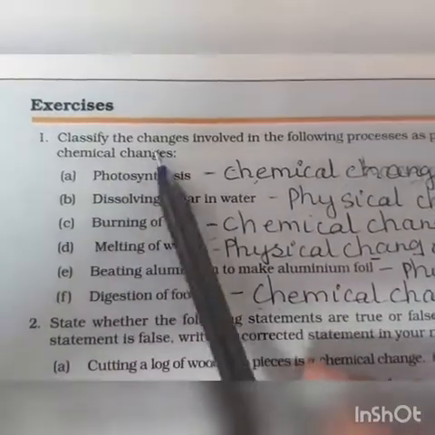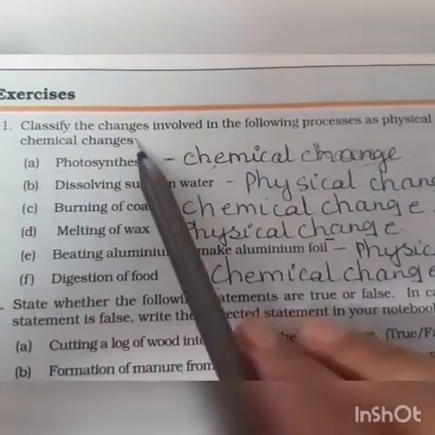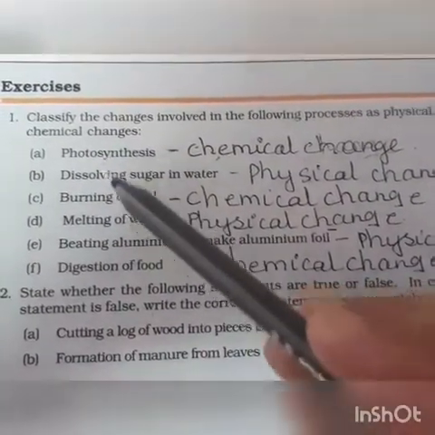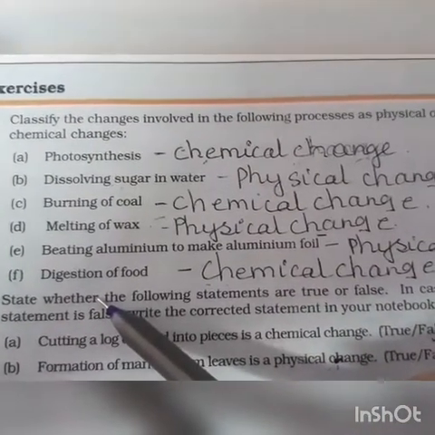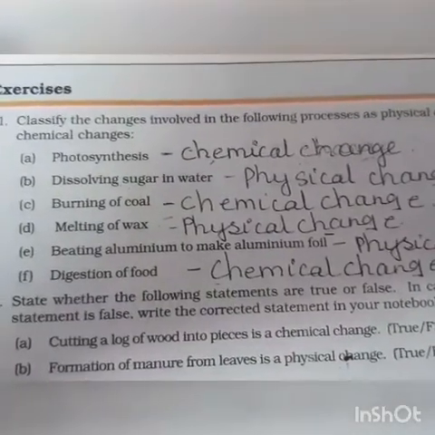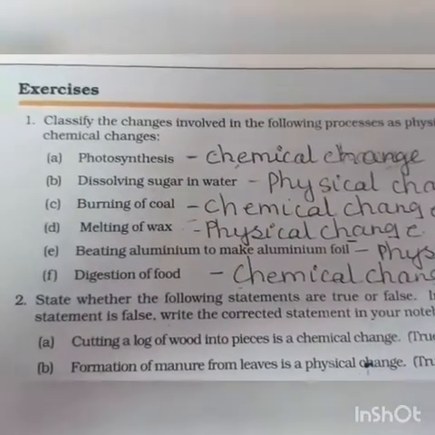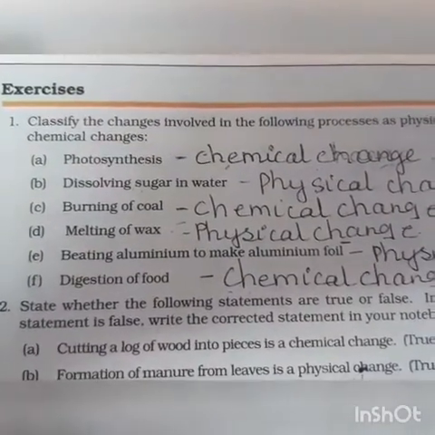Now here, classify the change involved in the following process as physical change or chemical change. जो यहाँ पर जो भी दिए हुए हैं changes, you have to tell whether this change is a physical change or a chemical change. As I explained, in chemical change a new substance is formed, whereas in physical change only the physical appearance of the substance, size, shape, color, that only changes.